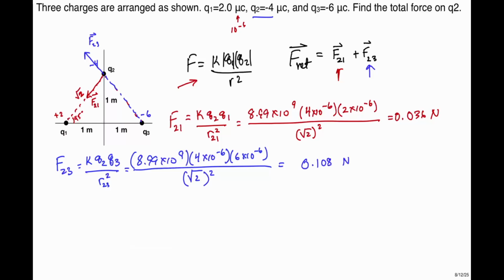We have a problem where we need to add together a force of 0.108 newtons acting at what angle? I said the angle before. It's 45 degrees. Okay? With another force that's acting down at 45 degrees but is smaller, 0.036 at 45 degrees below the axis.